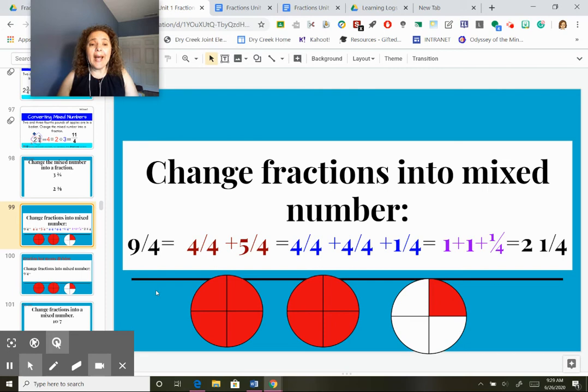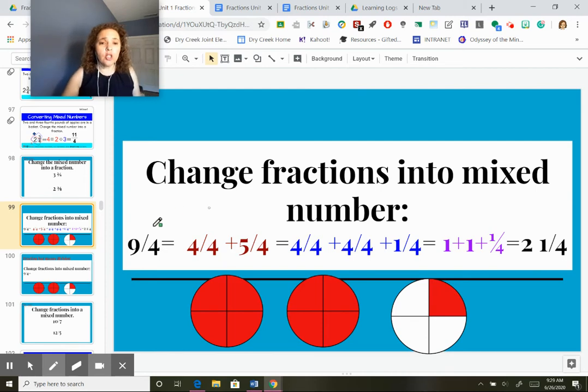All right, now we're going the opposite way, okay? Now we're going to change my improper fraction into a mixed number. So before we were doing a mixed number into an improper fraction, and now we're going from improper fraction to a mixed number, okay? So my improper fraction is 9/4.